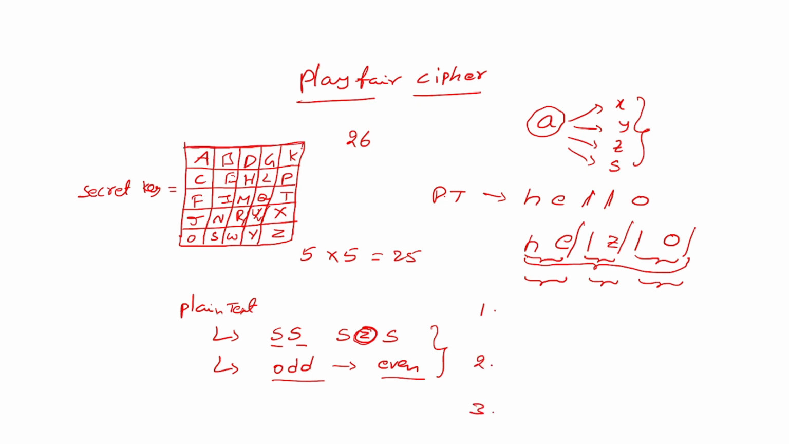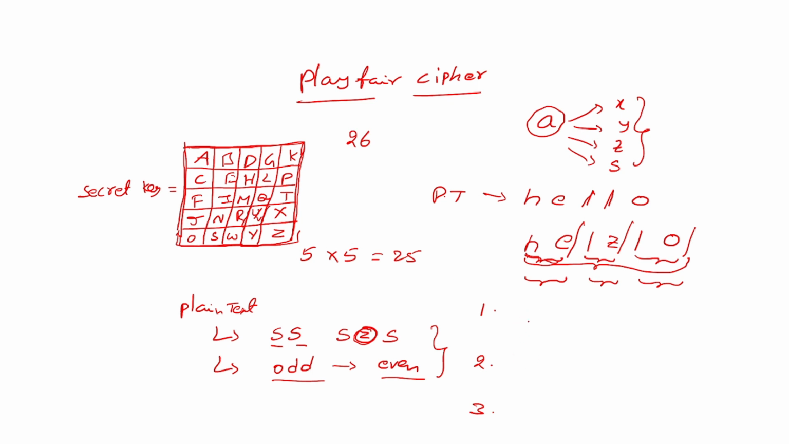We need to follow the matrix. Whatever matrix we take as the secret key, the same matrix is used as the key stream and the cipher stream. The first rule is: if two characters in a pair are located in the same row, then the corresponding encrypted character for each letter is the next letter.